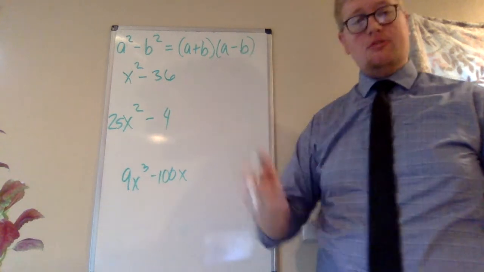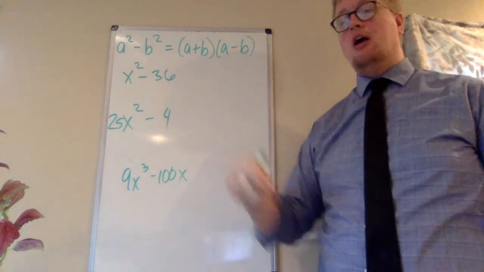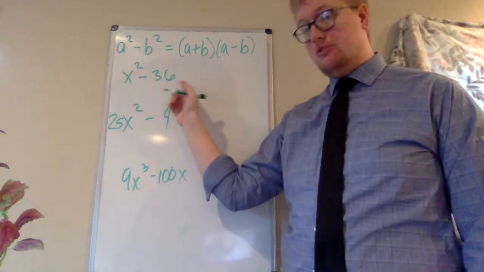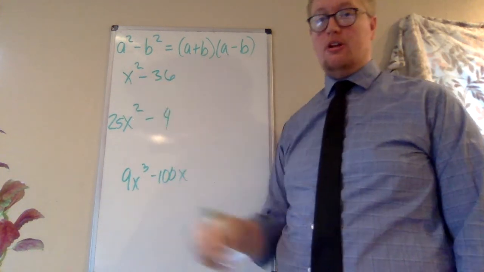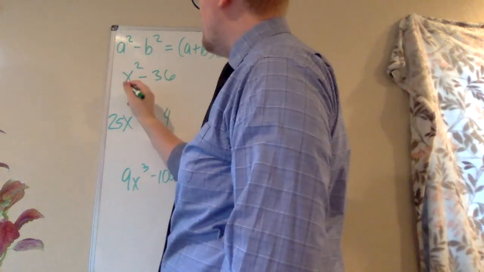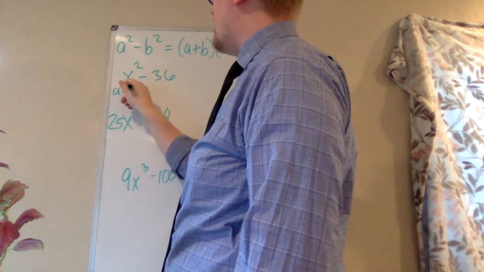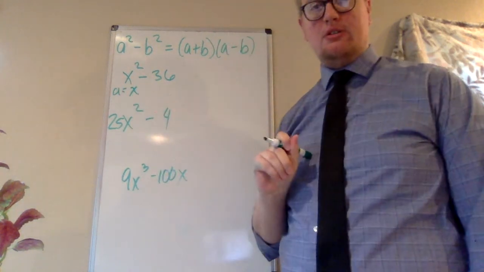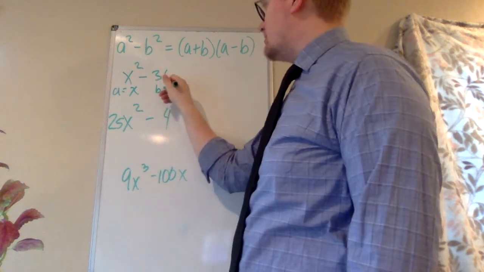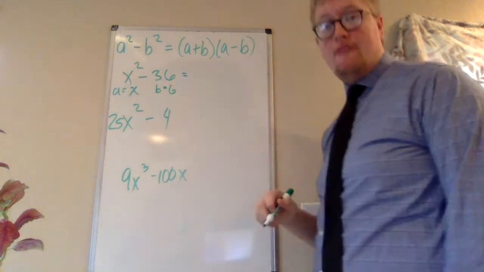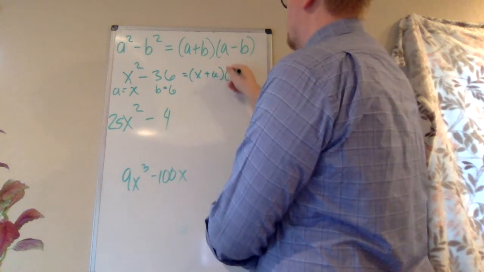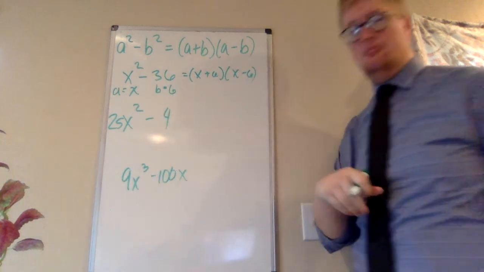Okay, so for each of these, you can take the square root of the first term, square root of the last term, after you check for greatest common factor. In here, there's obviously no GCF, there's no x in the last term, and there's just a 1 in the front. So no GCF there. Square root of my first term is my a. Square root of x squared is just x. For my b, square root of 36 is 6. So my factored form is x plus 6, x minus 6. And that's it.